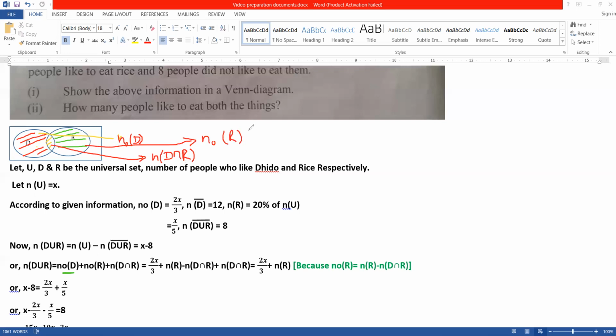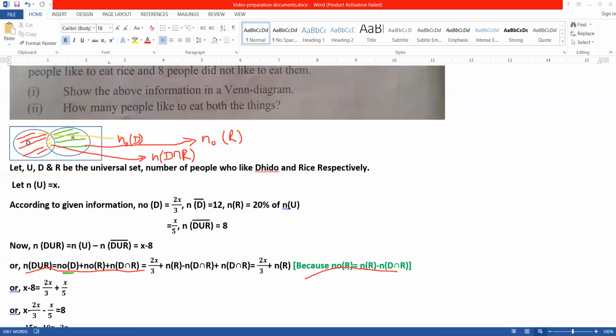Only R. So if we add these two, n(only D), n(only R), and also the intersection, then we get the total n(D union R). That is what is done here. Okay, you can see here that one is done. And after that, we are just substituting the values. So n(only D) is 2x by 3. For n(only R), if we look at only R, then we deduct this intersection part from the whole R, so the formula looks like this.